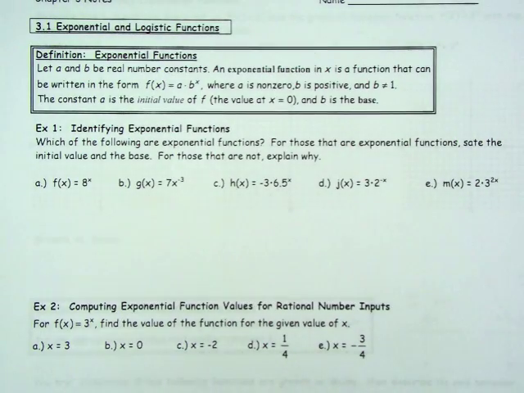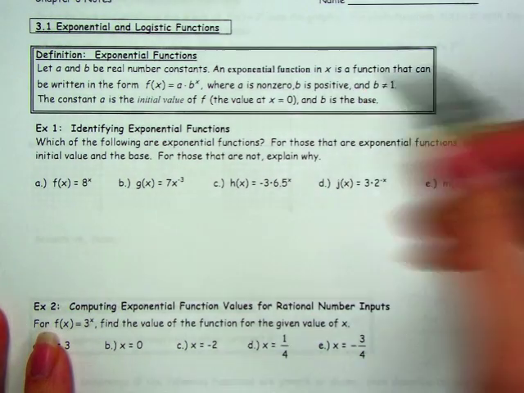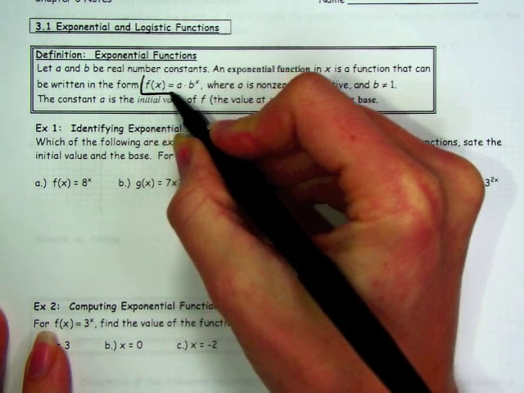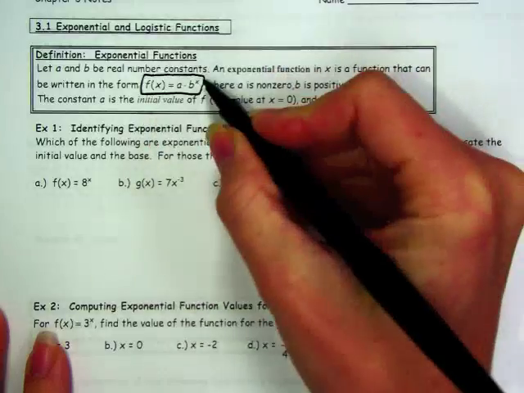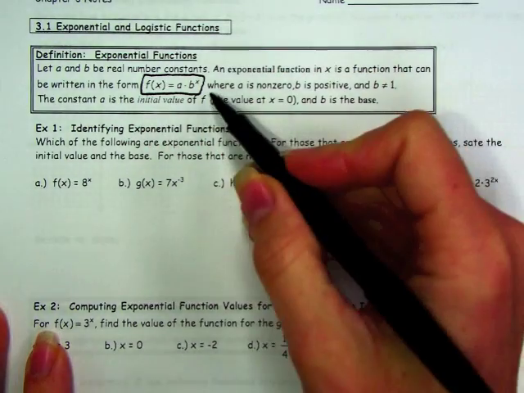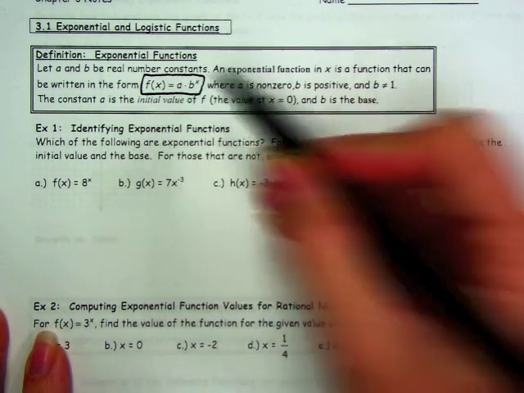Okay, we're now into Chapter 3, and in Chapter 3 we're going to be looking at exponential functions. We start with the idea of a basic exponential function, which is in the form a times b to the x. The key is for a function to be exponential, the variable needs to be in the exponent. We need to have a base that is positive. B is the base of an exponential term, remember that.